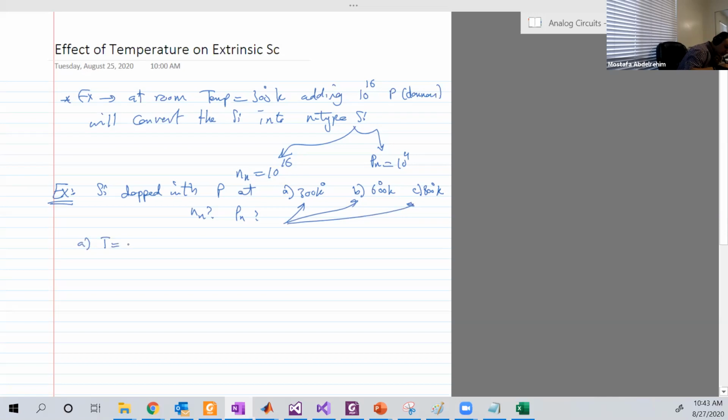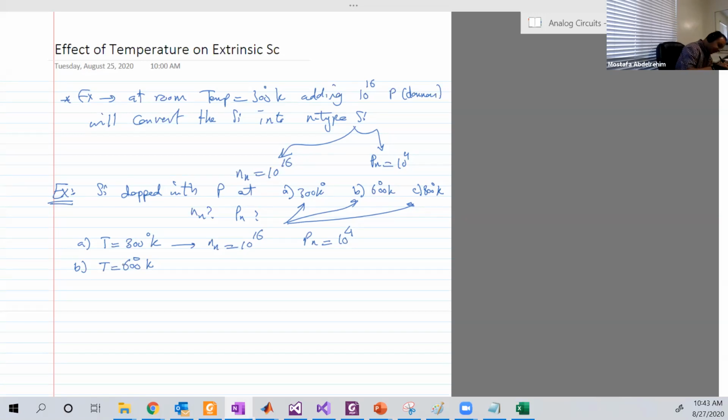So at T equal to 300 degree Kelvin, we just solved it using the approximate solution and the exact solution. It was very nice. Nn equal to 10 to the power 16, Pn equal to 10 to the power 4. Now let's do T equal to 600 degree Kelvin. We doubled the temperature. It's very strong heat. We'll do both, the exact and the approximate, and we're gonna see the difference now.